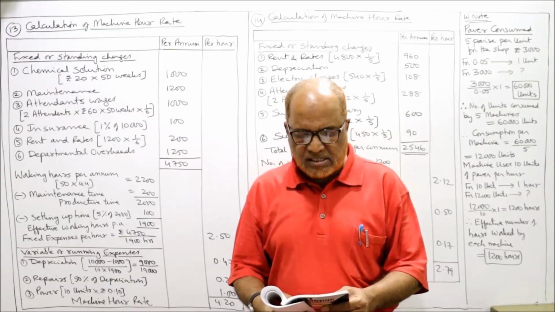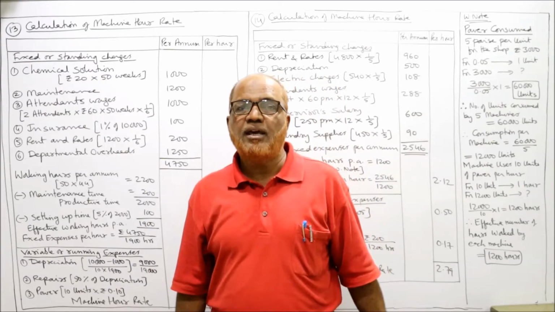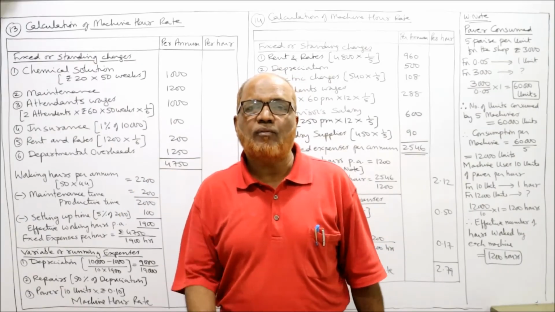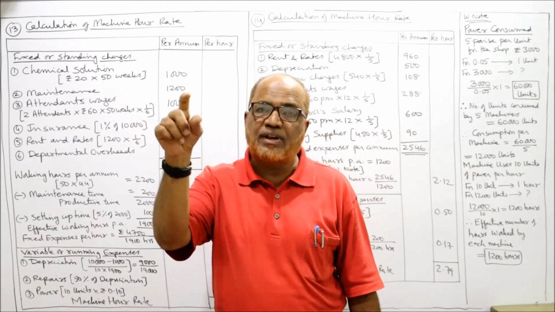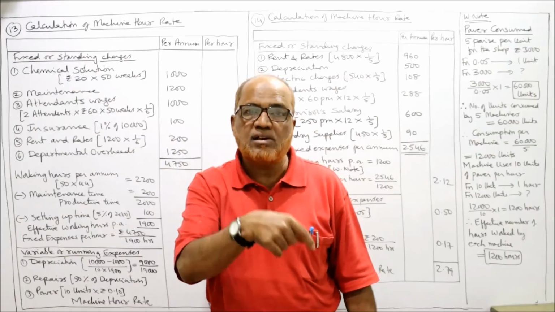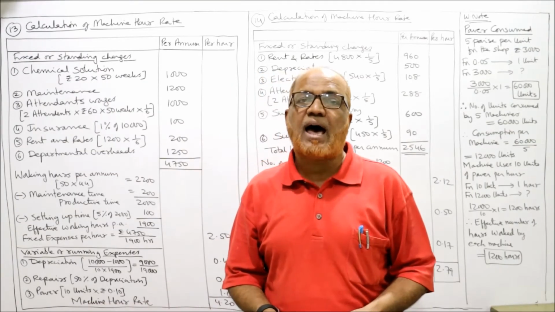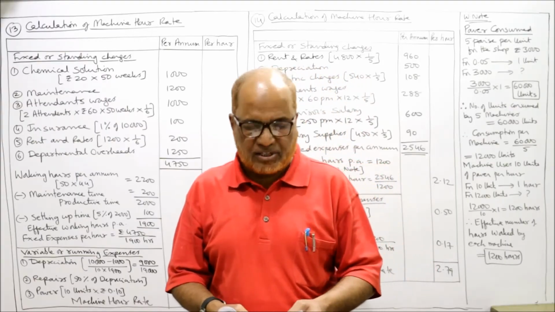Estimated cost of maintenance is 1200 rupees per annum. Here in this problem, repairs and maintenance are separately given. So we should treat maintenance as a fixed cost and repair as a variable cost if it is given separately. So this 1200 rupees is the annual maintenance, we'll take it under fixed.